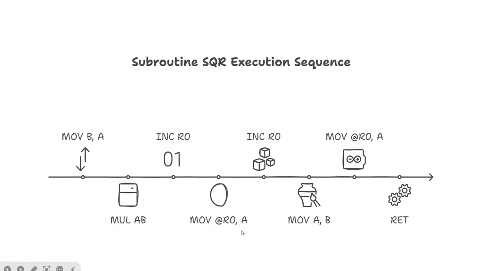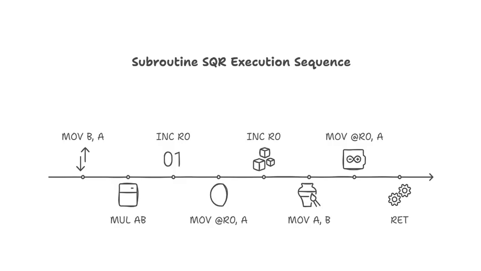Then we have MOV @R0, A. This instruction stores the result of the multiplication, that is the square of the original value, back into the memory location pointed by R0. Then again increment R0 to point to the next memory location, that is 32H. Next we have MOV A, B. This instruction moves the value in the register B back into the accumulator. Then we have the instruction MOV @R0, A.